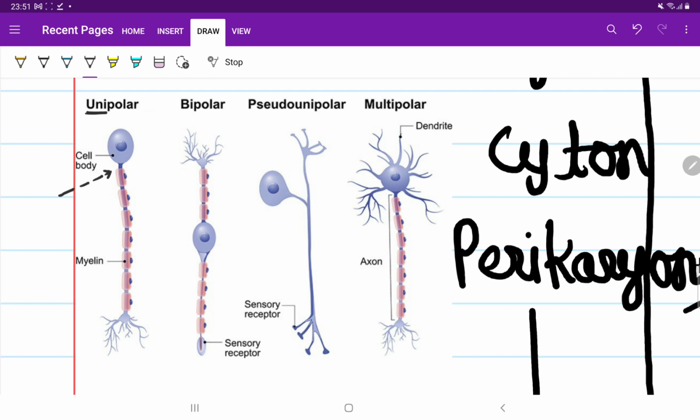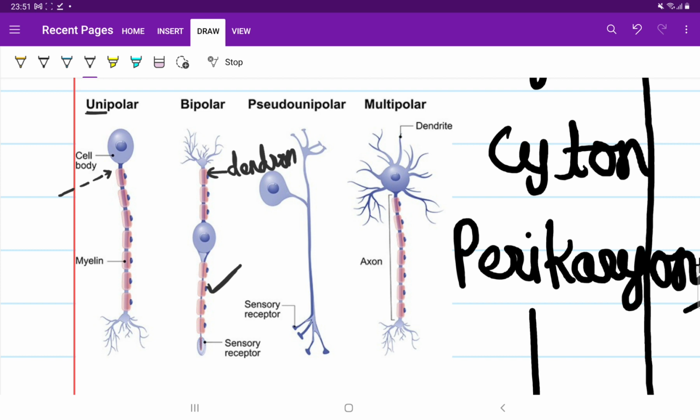The second type of neuron is the bipolar neuron. A bipolar neuron has two processes, two extensions. One is the dendron, this is the dendron, and another one is the axon, this is the axon. This bipolar neuron is present in the retina of the eye and in our olfactory epithelium.